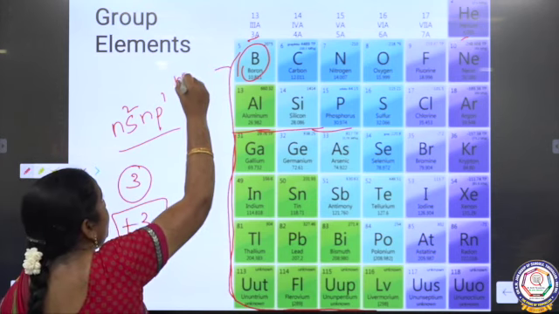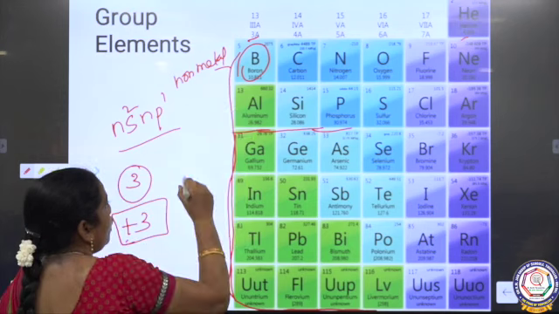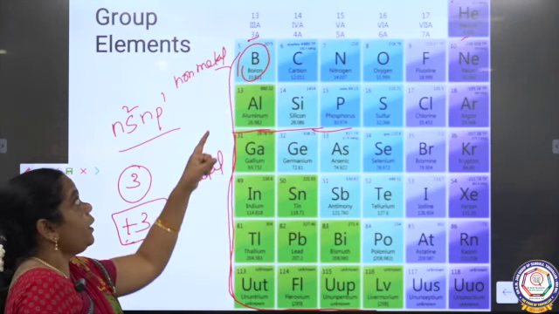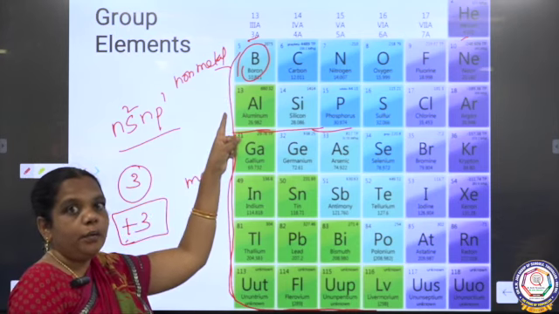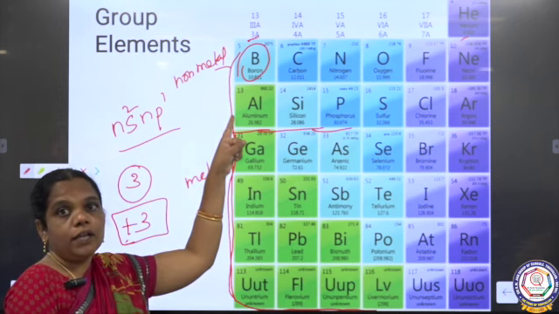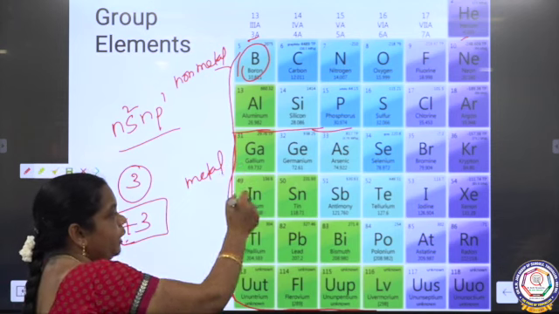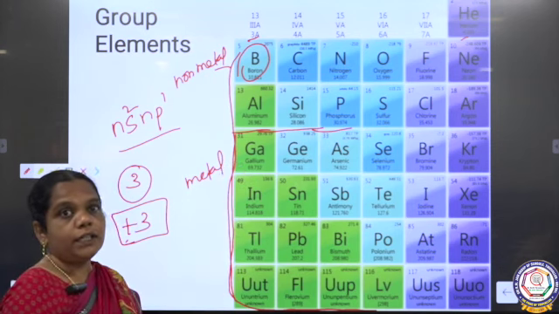And next, there are different types of elements. Boron is a non-metal and these are all metals. Boron can be found as borate, and aluminum is found in oxide form, well known as bauxite ore. Gallium, indium and thallium are found in very small percentages.